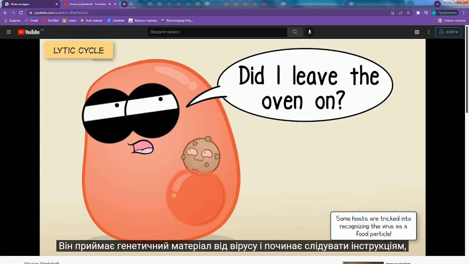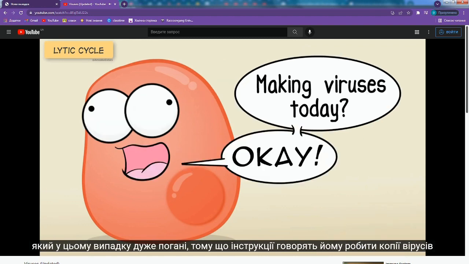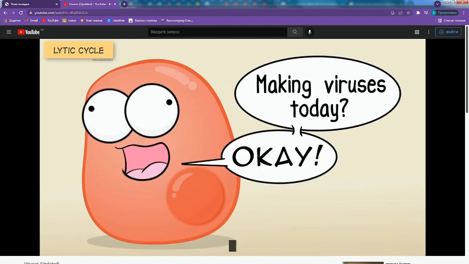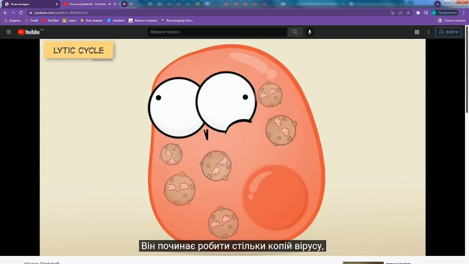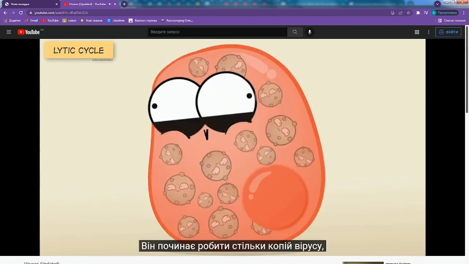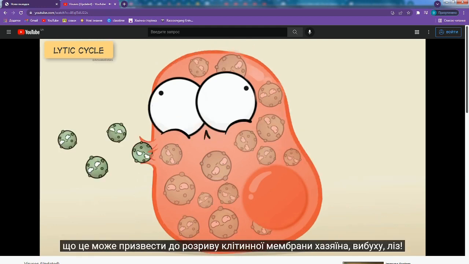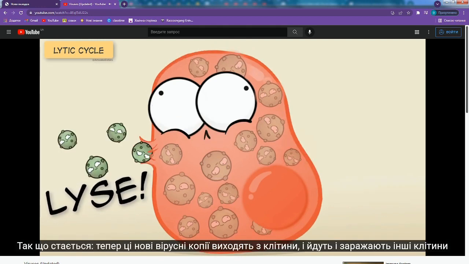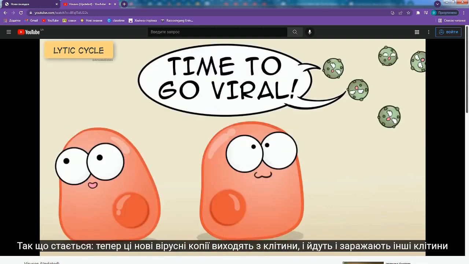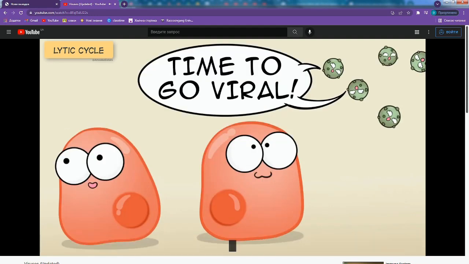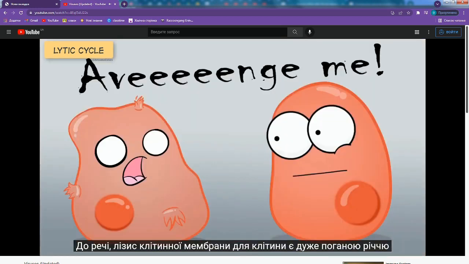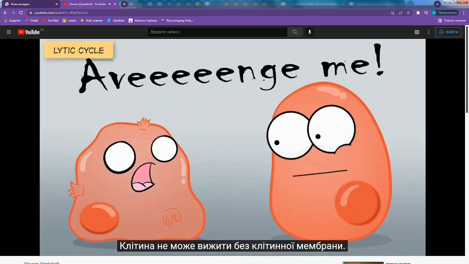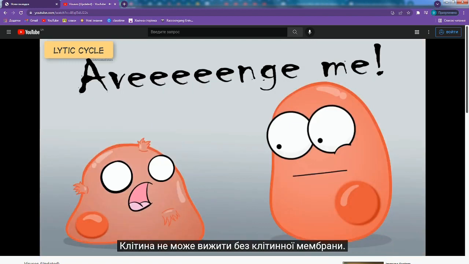It takes the genetic material from the virus and it starts following the instructions, which in this case is very bad because the instructions tell it to make copies of the virus. The cell uses its own resources to start building. It starts making so many copies of the virus that it can cause the cell membrane of the host to rupture, explode, lyse. So what happens is now that these new viral copies, they can get out of the cell and go and infect other cells. This is known as the lytic cycle. By the way, the lysing of the cell membrane is a very bad thing for the cell. The cell cannot survive without its cell membrane.